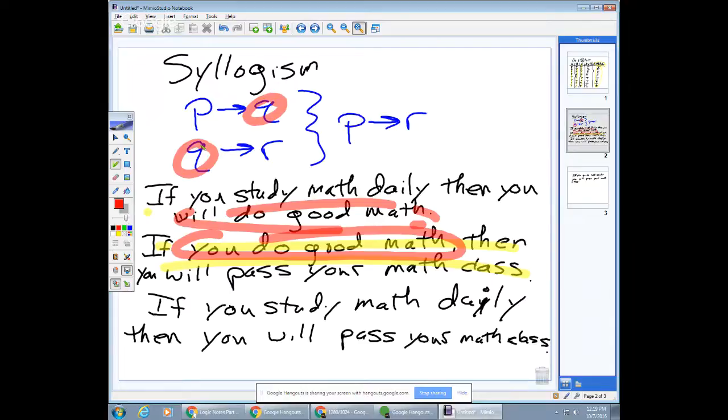So we're going to test this out again with a slightly different set of sentences. Does anybody remember what contrapositive means? It means opposite. It's a little bit more than that. So if I wanted to make the contrapositive of this first statement, if you study math daily, then you will do good math, flipping is part of it. What's the other part of making a contrapositive?